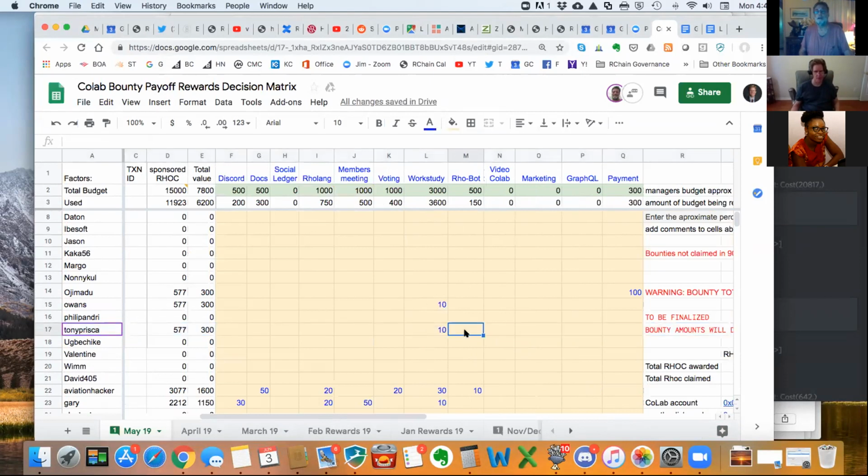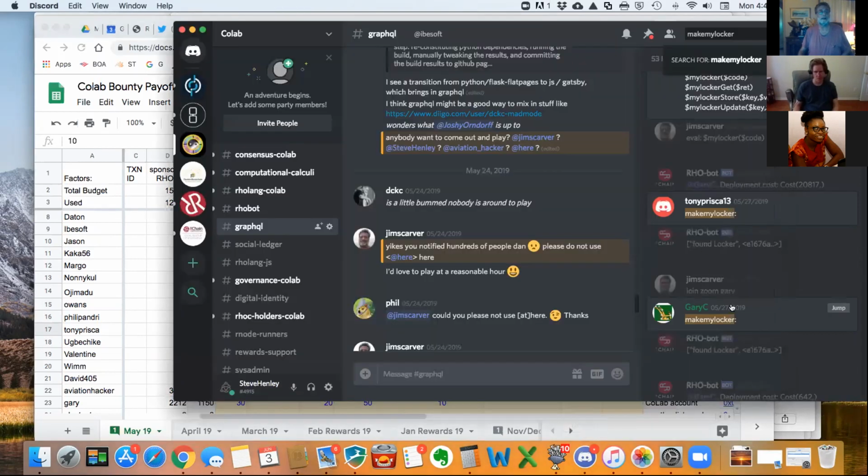Line 17. Okay, Robot, Tony. We'll put 10 in here and move him up to 15. Okay, who else? Okay, Gary. We already have him for 15. All right.